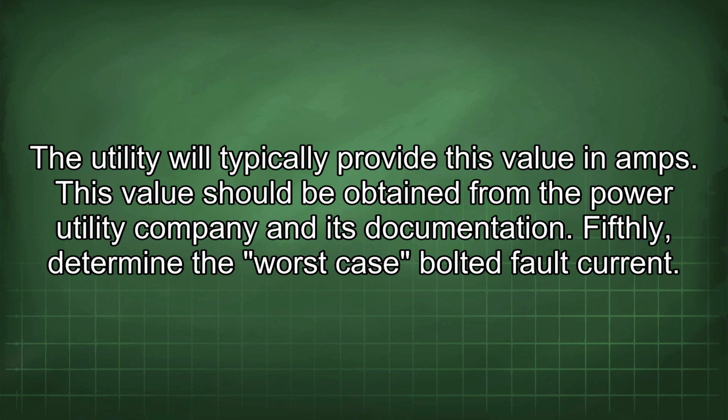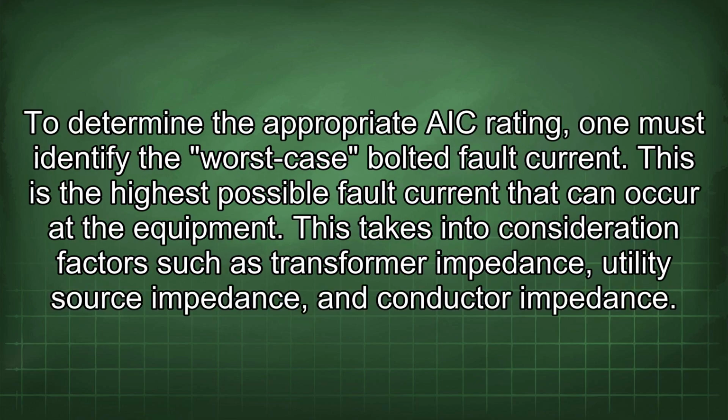Fifthly, determine the worst-case bolted fault current. To determine the appropriate AIC rating, one must identify the worst-case bolted fault current. This is the highest possible fault current that can occur at the equipment. This takes into consideration factors such as transformer impedance, utility source impedance, and conductor impedance.